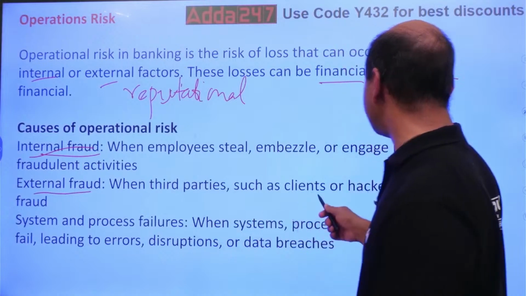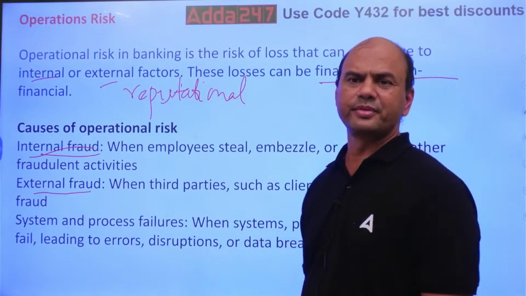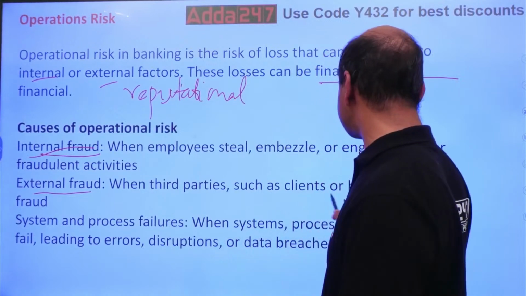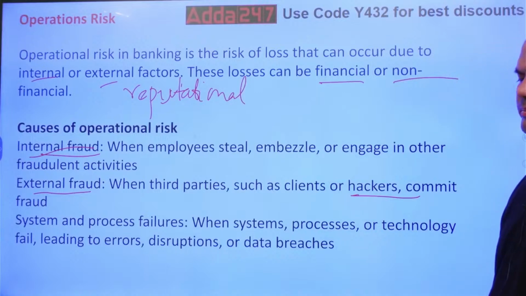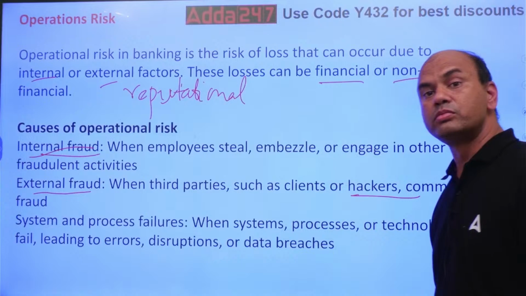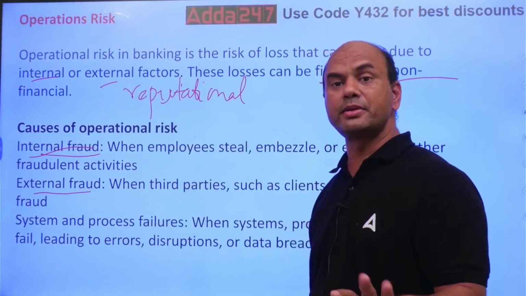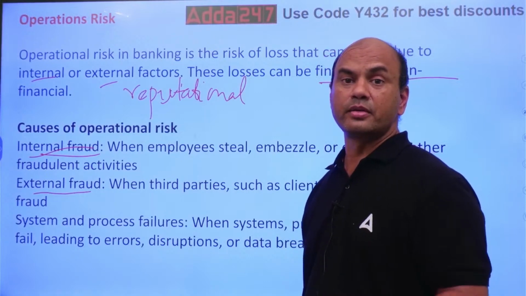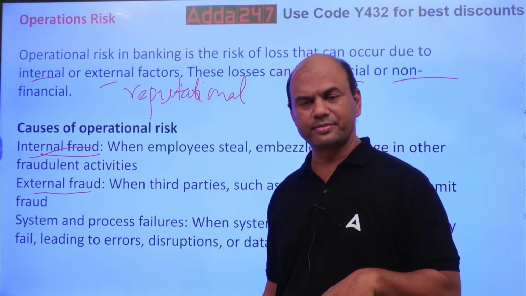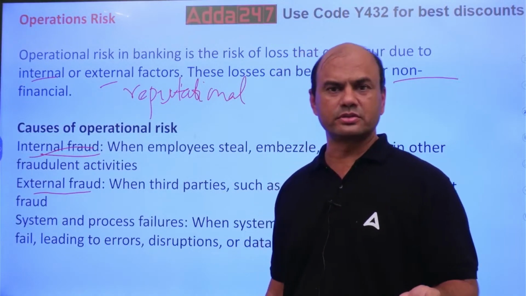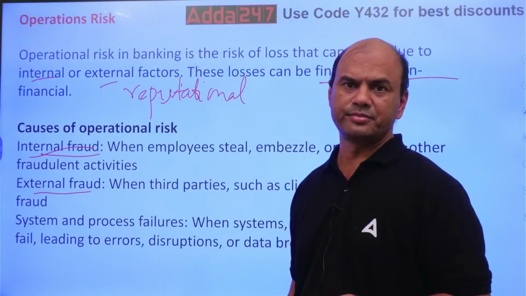Third parties such as clients or hackers commit frauds. Nowadays this hacking is very common, isn't it? So hackers are a major problem nowadays in online banking. That's why many of us say don't do online banking. Frauds happen a lot, and you don't know where the money goes. We don't know. Somebody in America will steal your money. These things will happen. For that you have insurance also. Somebody steals your money, you will get it back from the insurance company immediately.